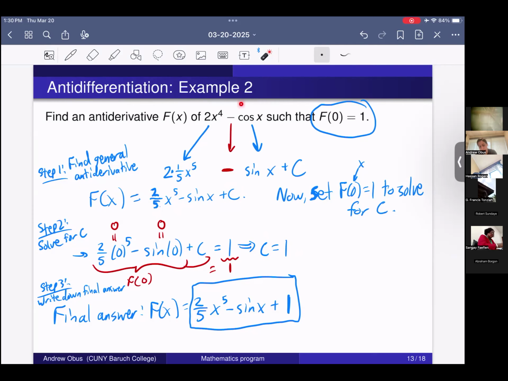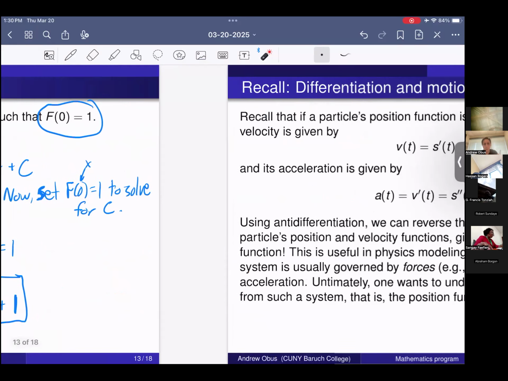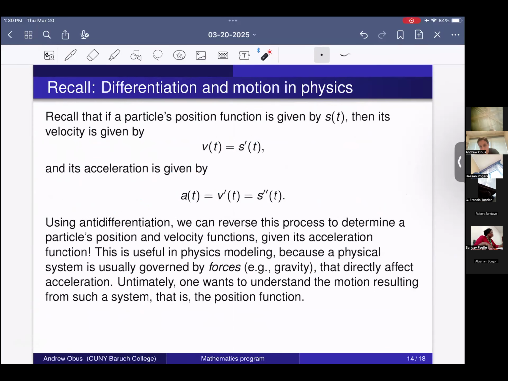Okay, so we can find antiderivatives in general, but we can also find them subject to a condition, where some particular value when you punch it in should be equal to some other value. So what's the point of all this? It turns out that antidifferentiation has lots and lots of applications, but we're going to talk about one of them today for physics.